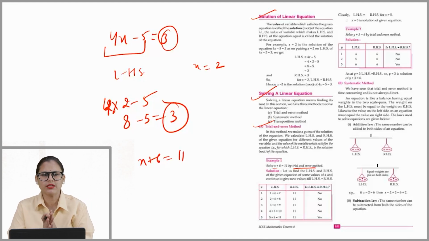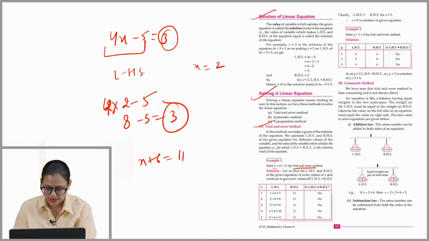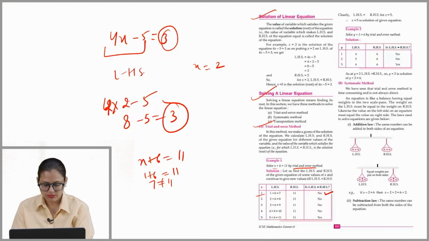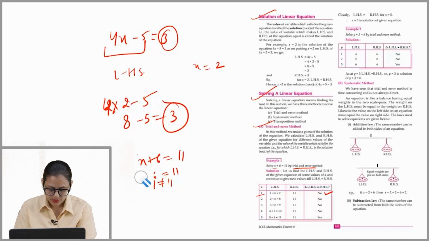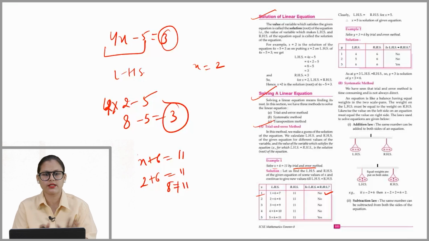So in this method, we guess, we put some values. First we will put the value of x as 1. So 1 plus 6 is 7, which is not equal to 11. So in this case, both LHS and RHS are not equal. Next, we will put the value of x as 2. 2 plus 6 is 8. Again, both these sides are not equal.